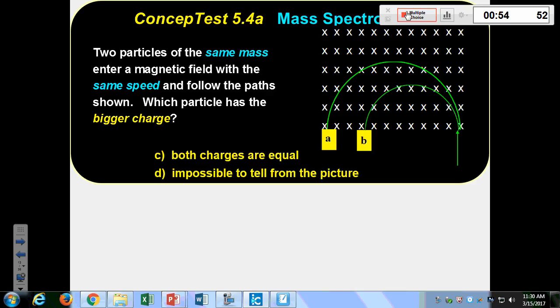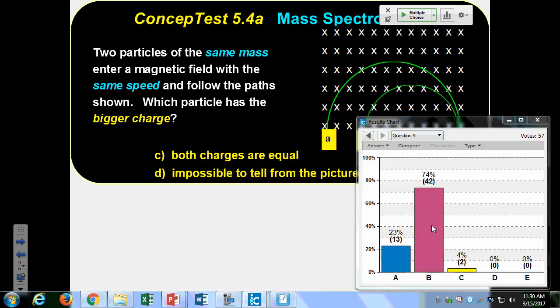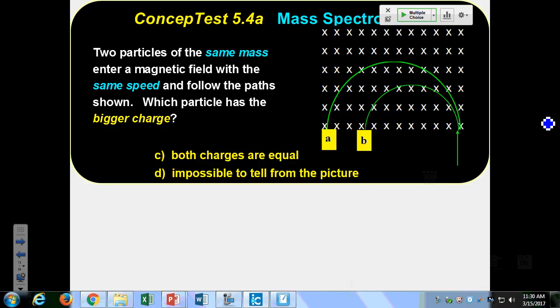All right, let's stop at 1 minute. 5 more seconds. I think B is right. Let's take a look. So we know our cyclotron equation. r is mv over qB. So I want to know which one has the bigger charge. If I make q big, that makes r small. So the bigger charge is the one that has a smaller radius, and that is indeed B. So B is right, because if q is bigger, r is smaller. That comes about from the cyclotron equation.